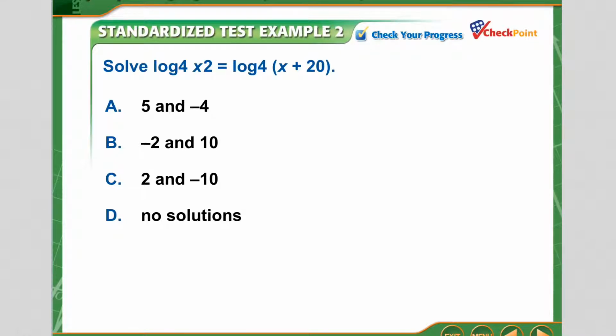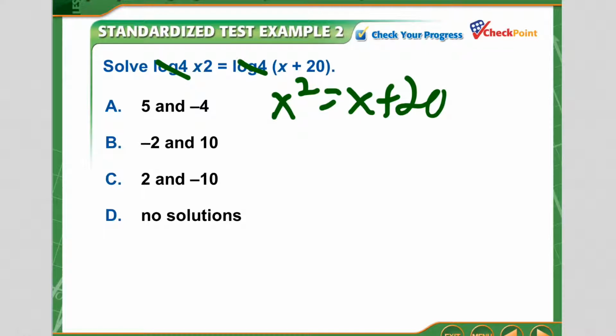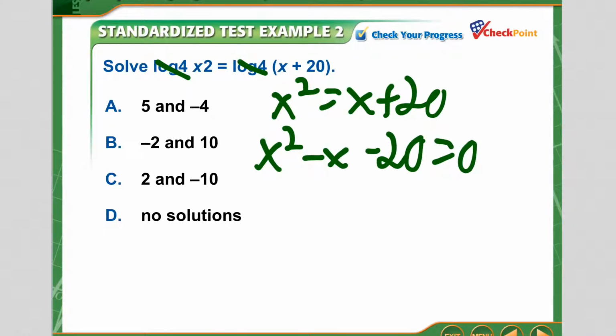So last thing I want you to do is go ahead and try this one. So if you want to go ahead and see it worked out, again, because there's a log on both sides, I can go ahead and mark them off. I get x squared equals x plus 20. Being that it is quadratic because I have an x squared, I have to make it equal 0. So x squared minus x minus 20 equals 0, because remember when you move terms to the other side of an equal sign, you change the sign.